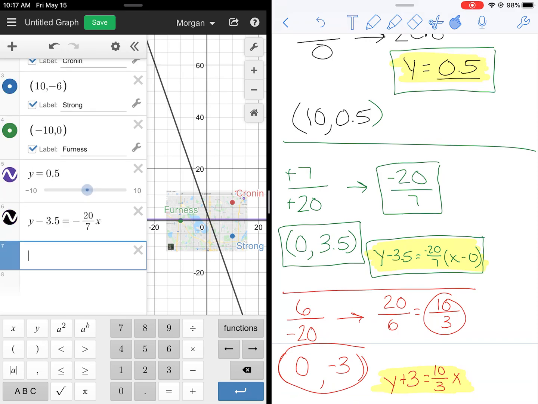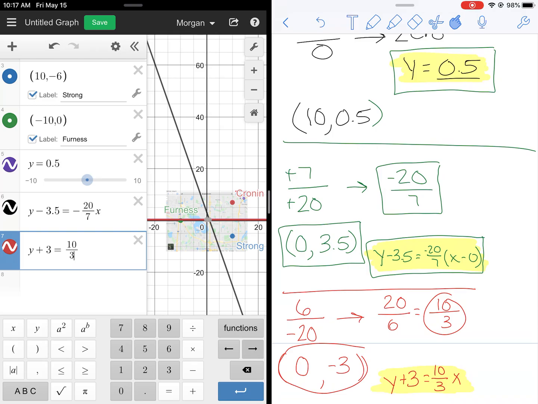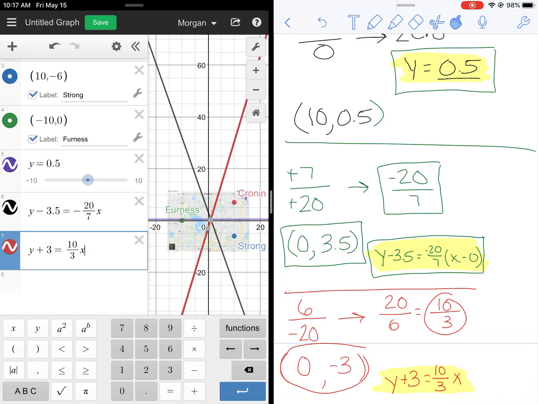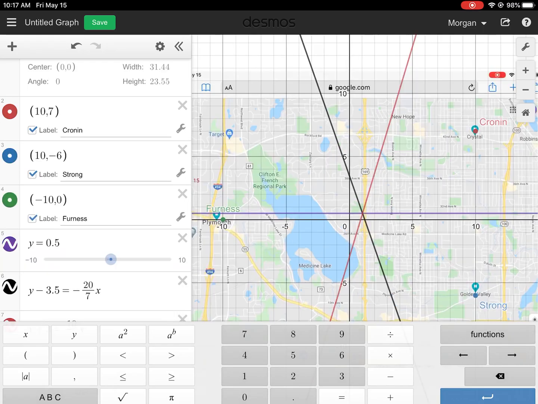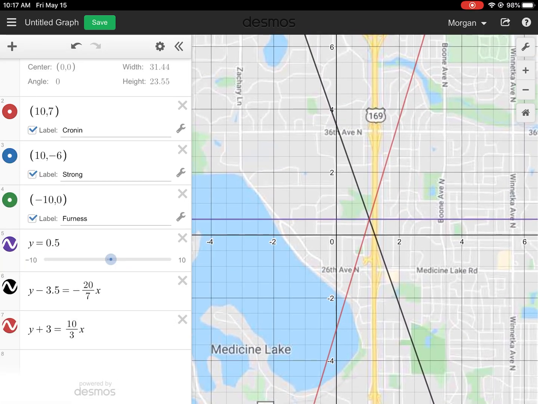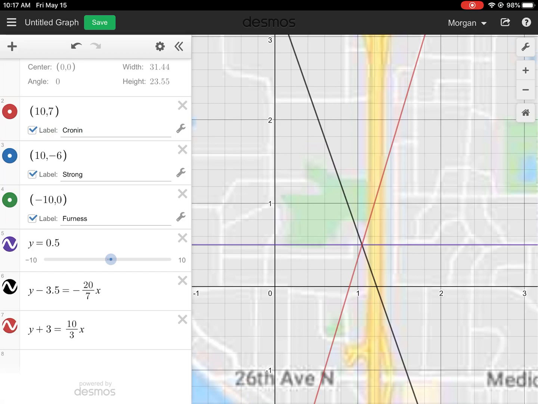And my last equation is y plus 3 equals 10/3 x. Now I can get rid of my scratch paper, and I'm going to zoom way in and find where those meet. And those meet, if I click on that point, it shows me, hey, I'm meeting at 1.05, 0.5.